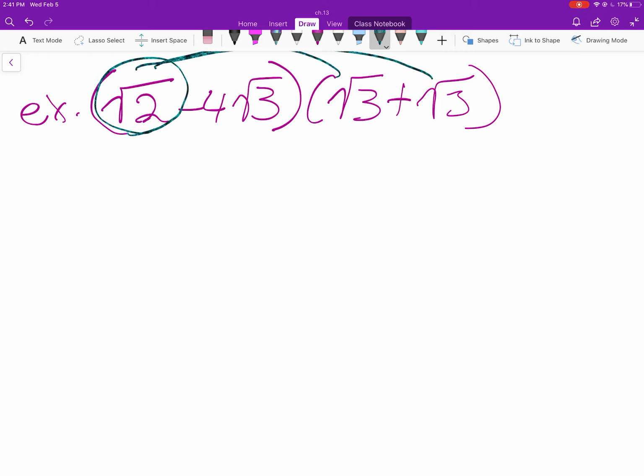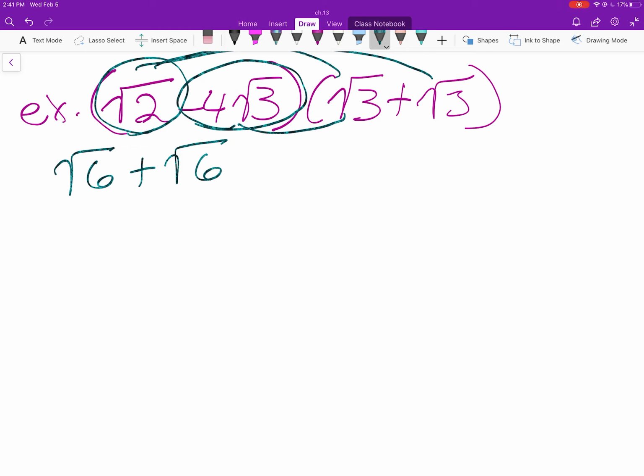Let's do that first. What's the square root of 2 times the square root of 3? The square root of 6. Then we have negative 4 square root of 3. That's negative 4 square root of 9, or you could have just said negative 4 times 3, which is negative 12. You'll see that in a second. And then the same thing here, negative 4 square root of 9.